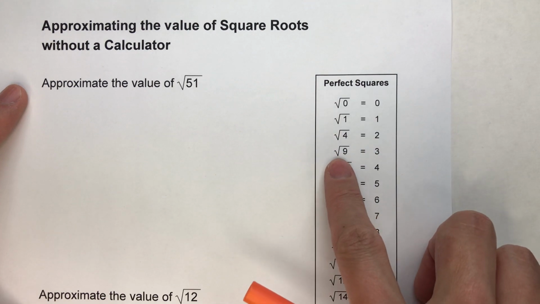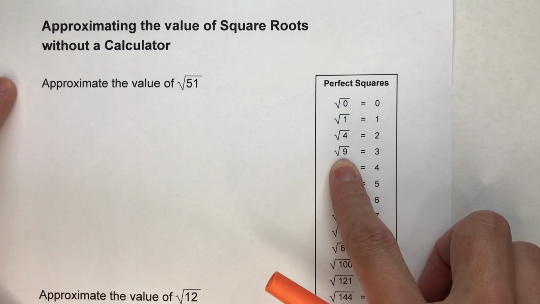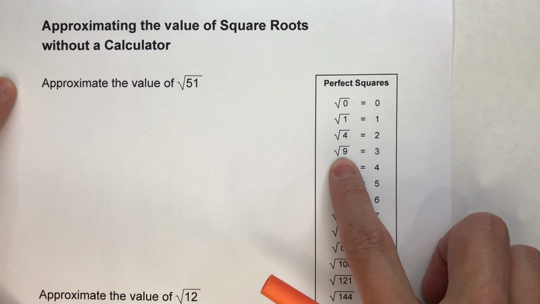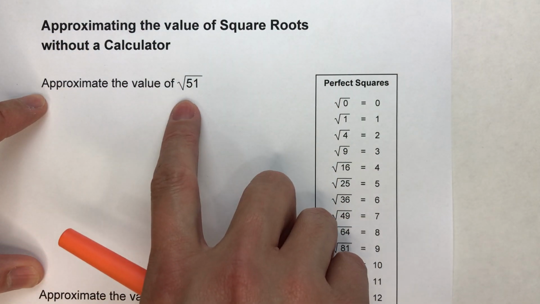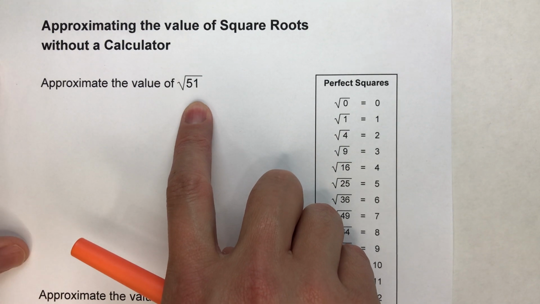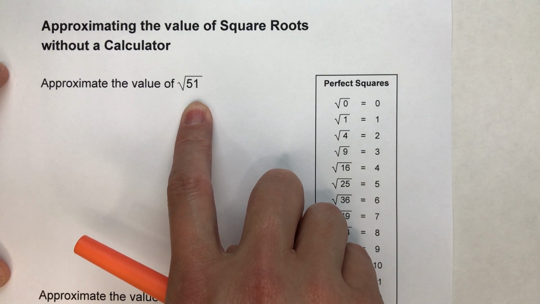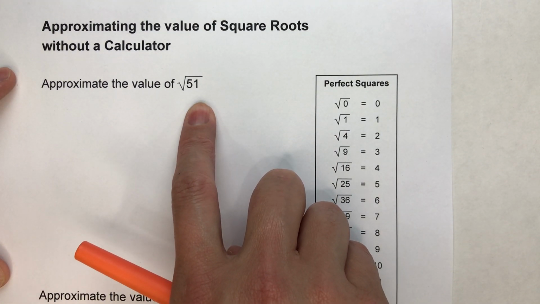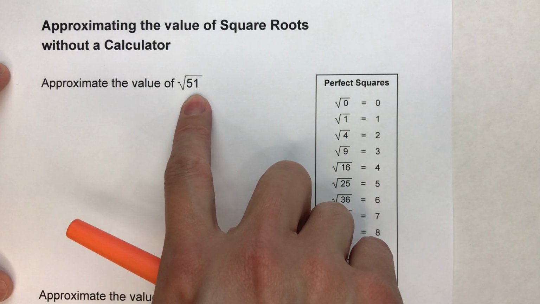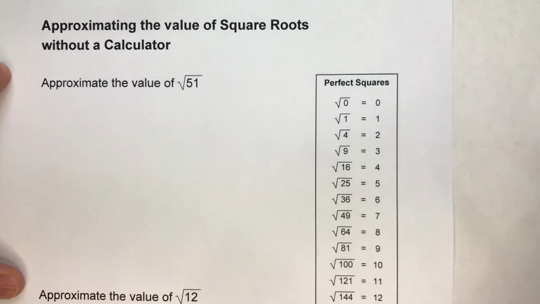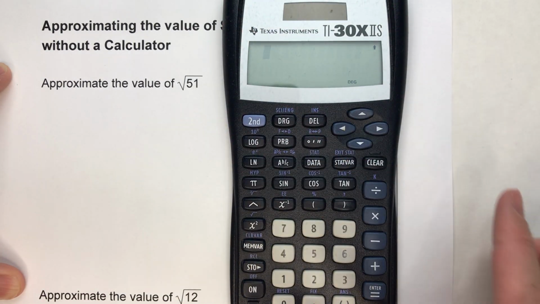For example, the square root of 9. What number times itself equals 9? 3. So the square root of 9 is 3. But if you're given something like the square root of 51, what number times itself equals 51? That one's not such an easy problem because there's no whole number that if you multiply it times itself equals 51.